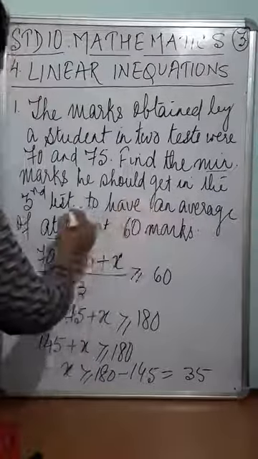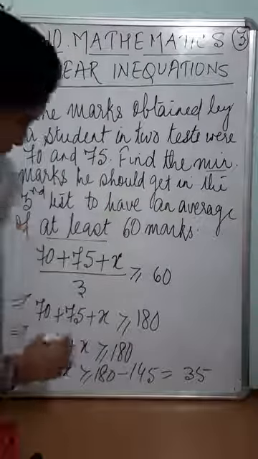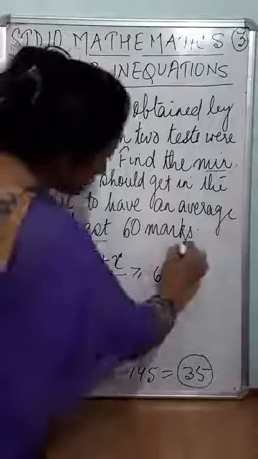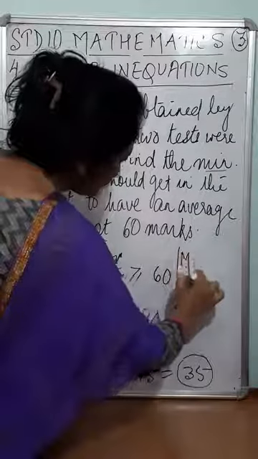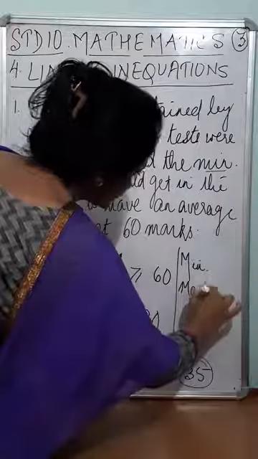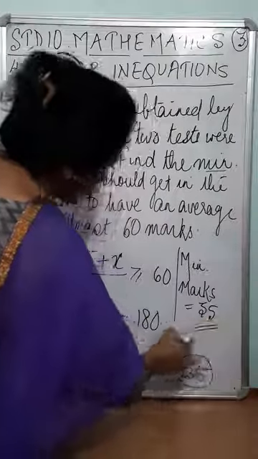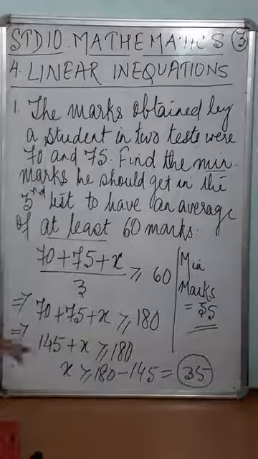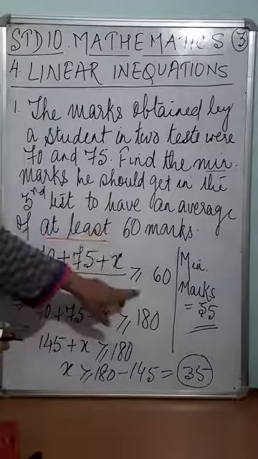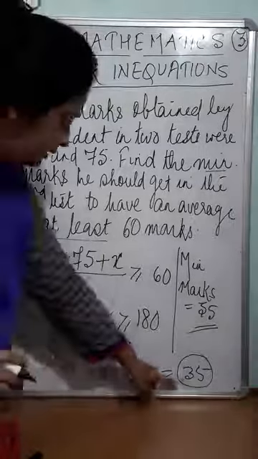We want the minimum marks he should get in the third test. So, minimum he should get how much? 35. The minimum marks will be 35, or he should score more than 35 to have at least 60 marks. At least 60. The minimum should be 35 here.